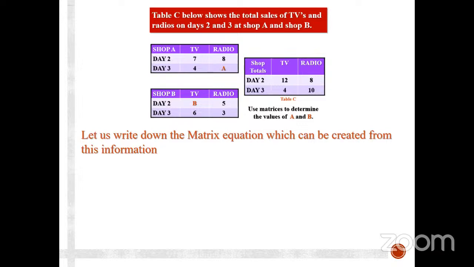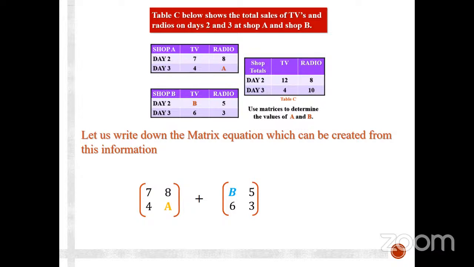All right, iPhone says 7, yes, 4 in one column, 7, 8, 4, A in the second column of the matrix for shop A. All right. Still iPhone saying B, 6 in another column by itself. And still iPhone, 5, 3 in another column.